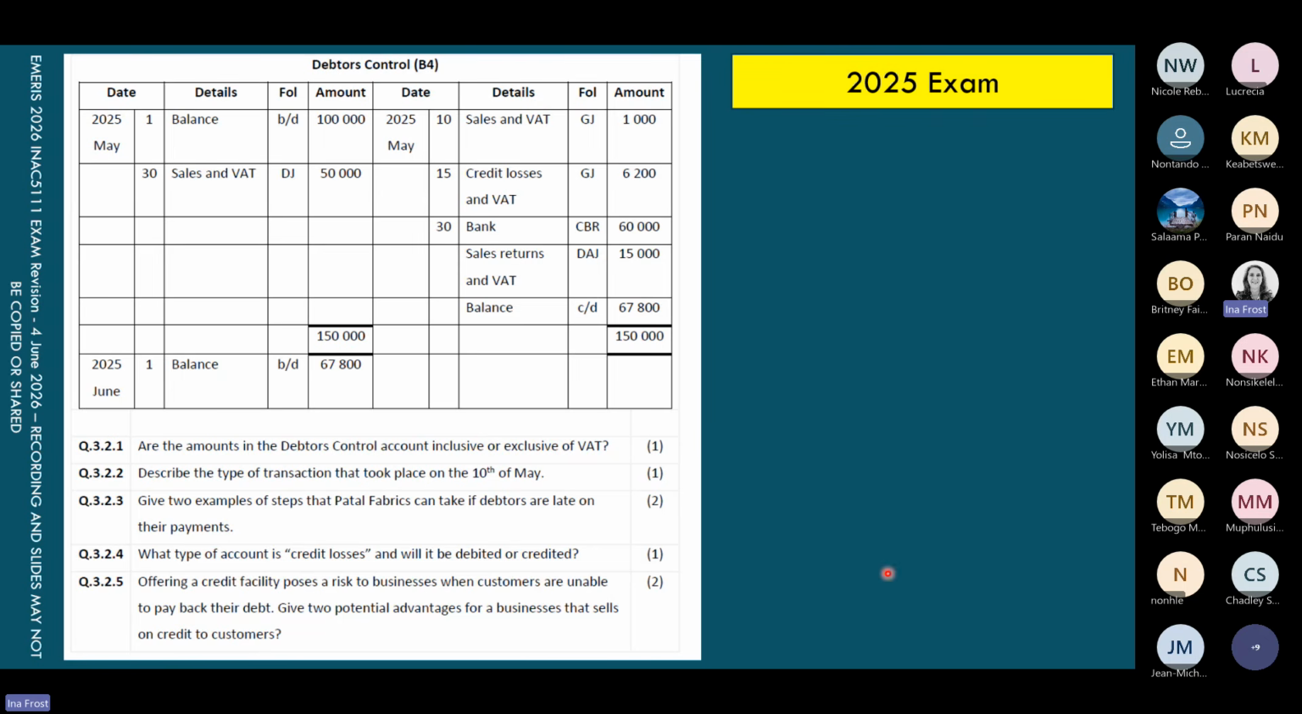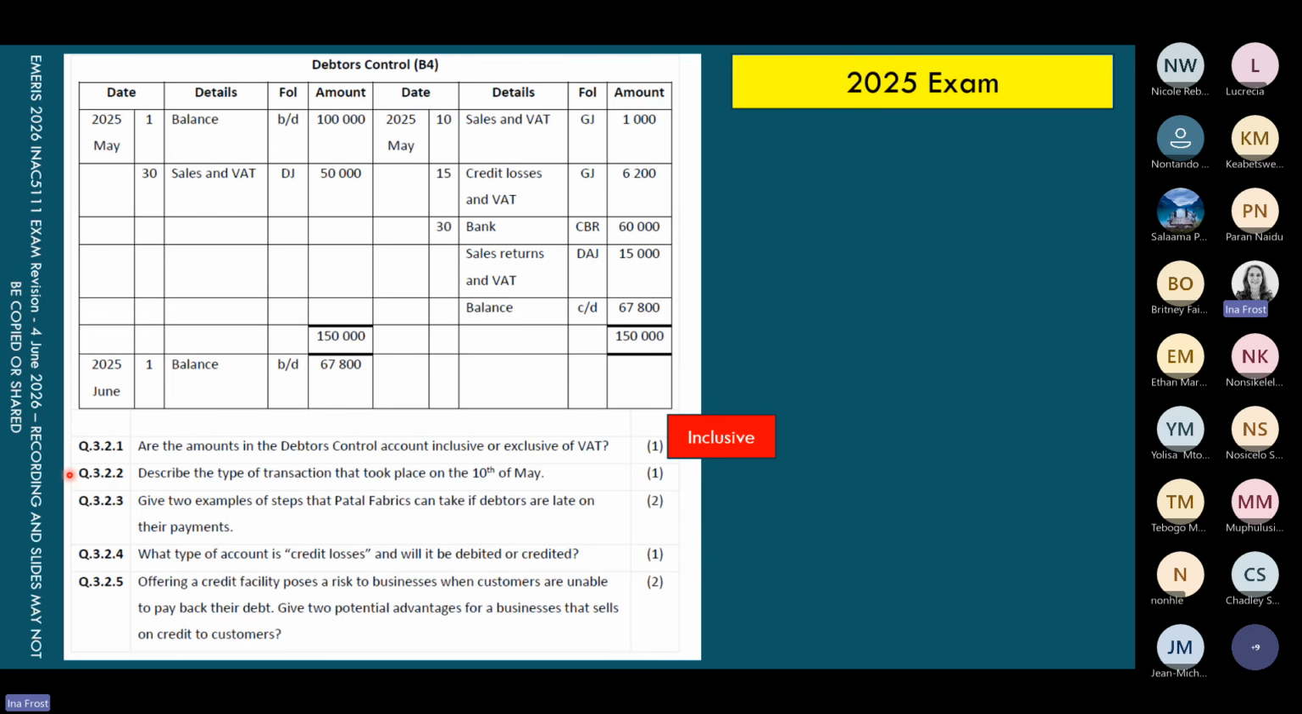Just to show you what was asked in past papers, I just wanted to show you this 2025 exam question. In this exam question, we gave the students a debtors control account, and then they had to answer a few questions based on the account. The first thing they asked the students is, will the debtors control account include or exclude VAT? And remember, your debtors and creditors control accounts will always include VAT.